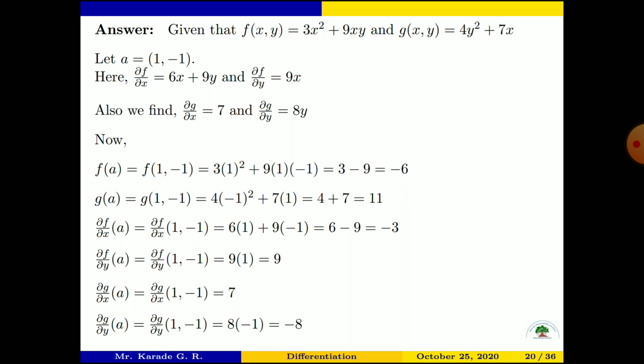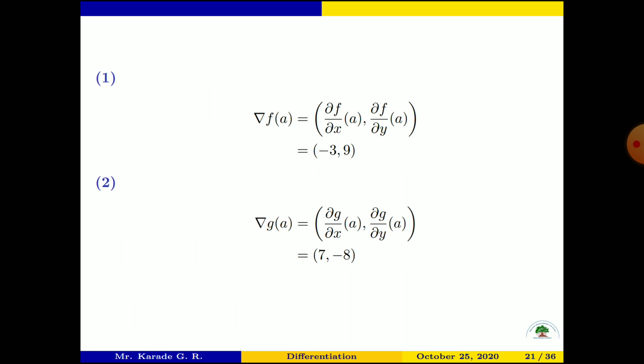Partial derivative of g with respect to y at point a, finally in the final line. So the partial derivative of g with respect to y at point a is equal to dou g by dou y at point (1, -1), and that function is 8y. So 8 into y is -1, so 8 into -1 is equal to -8. In this way we will find all the values at point a.